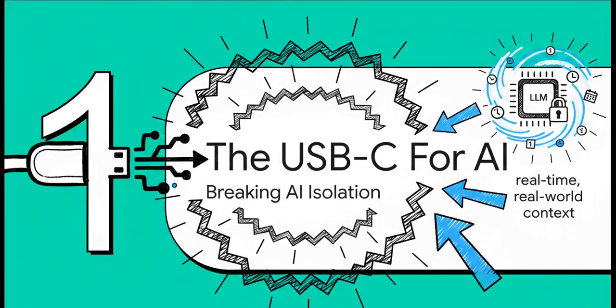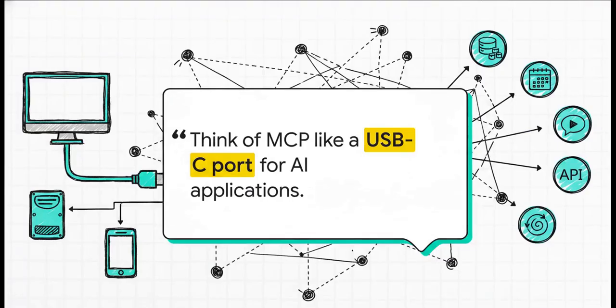The USB-C for AI. How we're breaking AI out of isolation. You know, modern large language models are absolutely brilliant, but fundamentally, they are isolated. They're frozen in time and completely cut off from your real-time, real-world context. To solve this, Anthropic introduced something called the Model Context Protocol, or MCP, and I just love this quote from their documentation. Think of MCP like a USB-C port for AI applications.